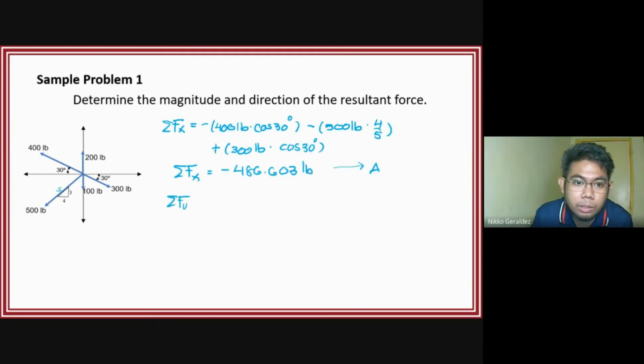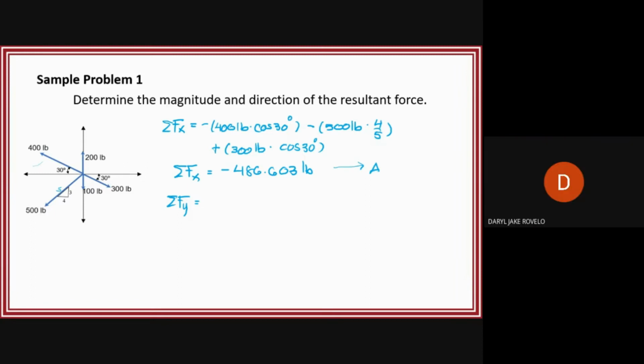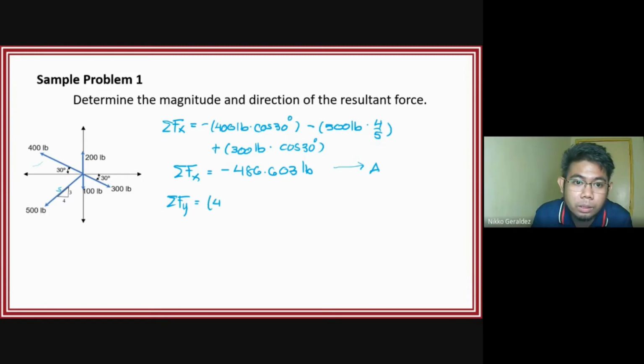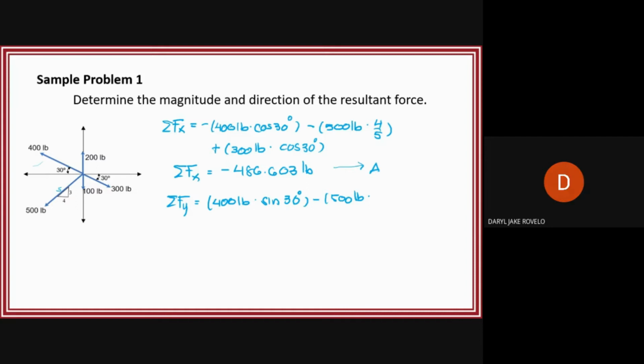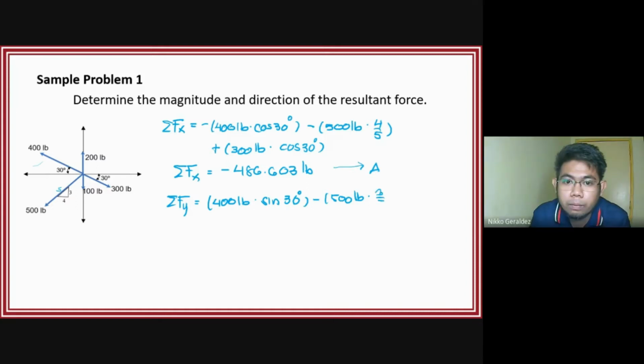Y component, summation of y. So, upward positive. So, unahin natin 400 pounds. Ano y component niya? Positive, no? So, 400 pounds times sine 30 degrees. Next, 500 pounds. Negative po, sir. So negative 500 pounds times 3/5.